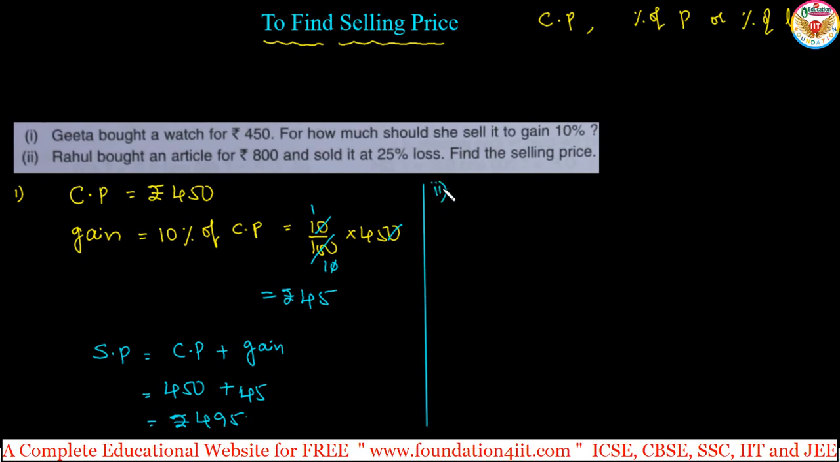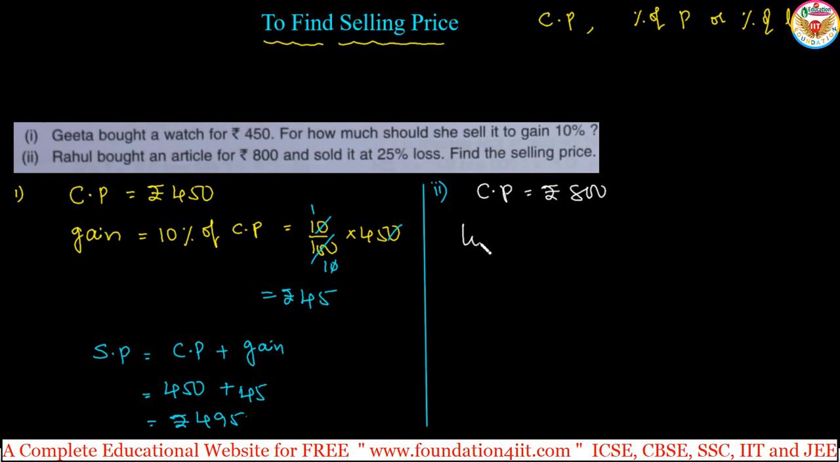If you observe here, Rahul bought an article for 800. That means that is the cost price, right? Bought an article for rupees 800 and sold it at 25% loss. Okay, so there are two ways we can do this problem. Already he sold it at 25% loss. Loss it is. So the alternate method: loss is 25%. That means selling price is 75% of the cost price.